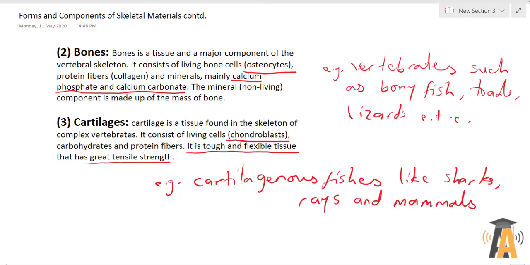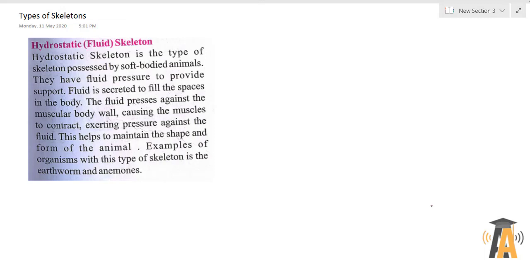So we'll move to the next thing. So these are the forms and components of skeletal material. Now we'll move to types of skeleton. We have 3 types. So we'll take the first one, which is the hydrostatic or fluid skeleton.